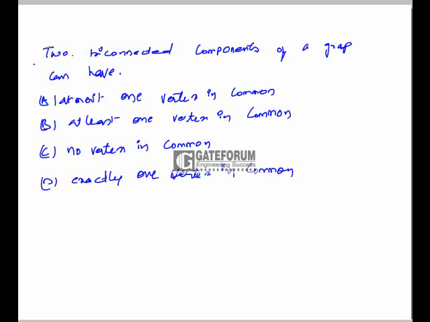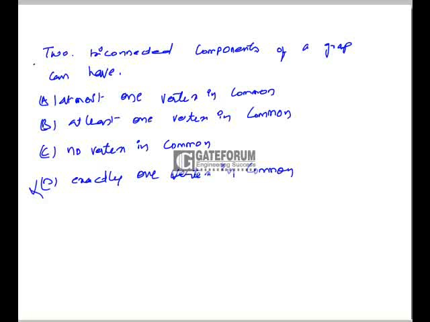Here the question is, two biconnected components of a graph can have option A, at most one vertex in common; option B, at least one vertex in common; option C, no vertex in common; option D, exactly one vertex in common. Here we can eliminate option D. Why? Because it is not necessary that each two biconnected components should have one vertex in common. They need not have any vertex in common.